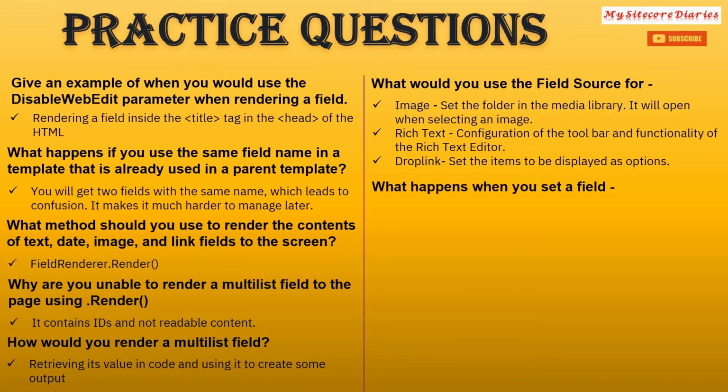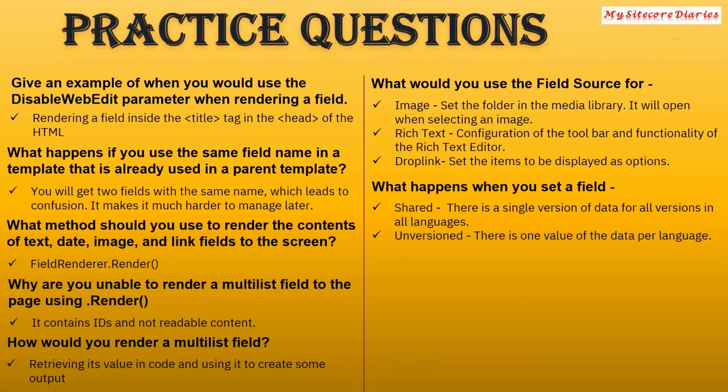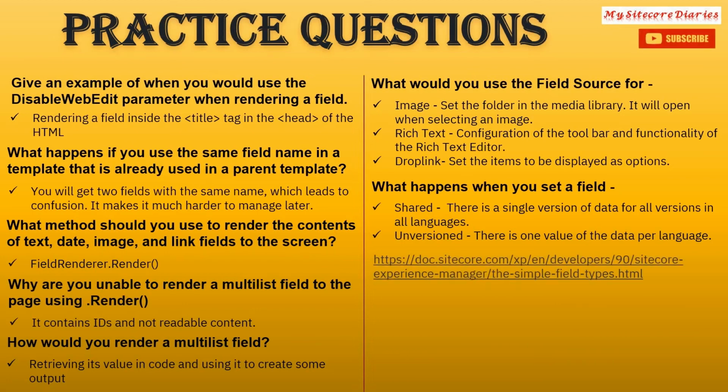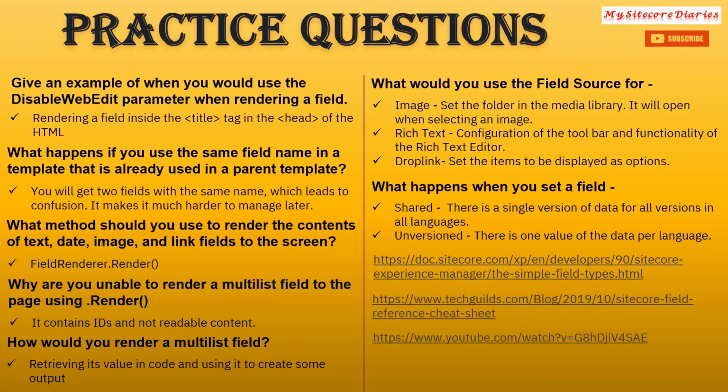What happens when you set a field shared? If it is shared, then there is a single version of the data for all versions in all languages. Unversioned, there is one value of the data per language. Again, I have created a specific video for this where I explain the difference between shared, unversioned and versioned. I will recommend you to watch that. So these are the few links I will be sharing with you.